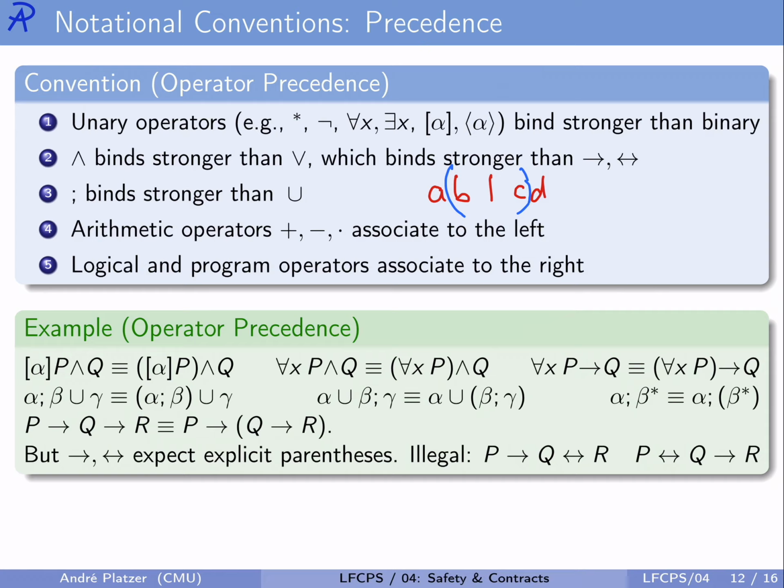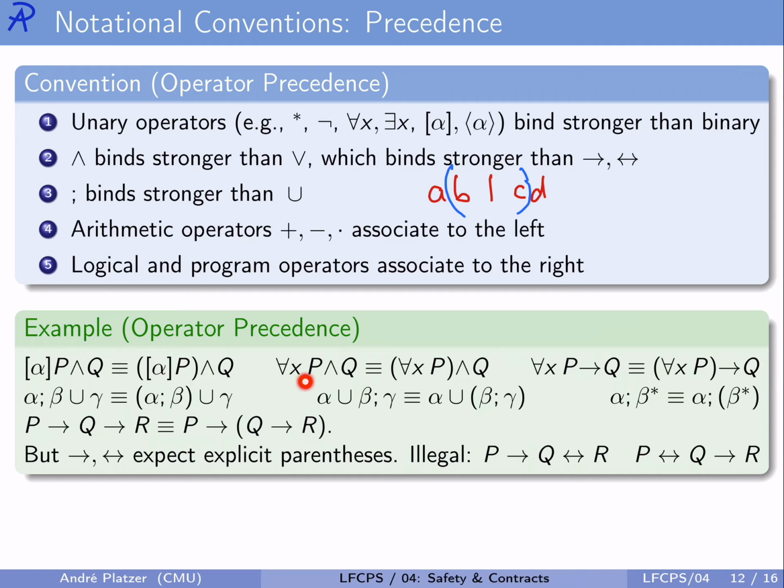Specifically, that for example means that alpha box P and Q means all alpha behavior satisfies P and Q. In particular, variable occurrences within Q refer to the initial state, but variable occurrences within P refer to the state we get to after running alpha.